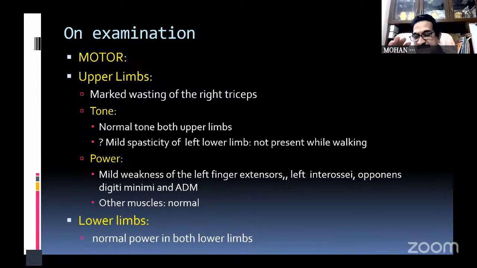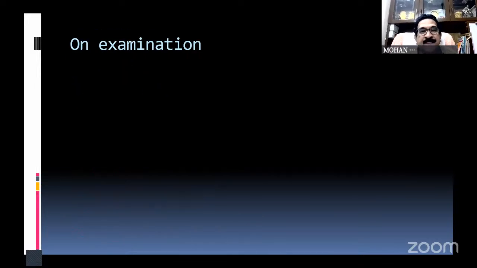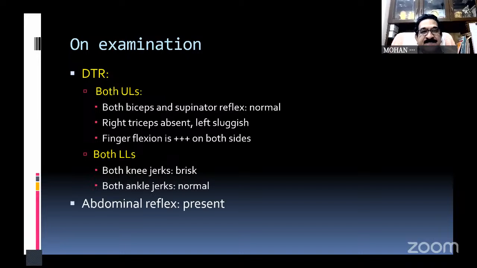So it is perfectly right. Right triceps is weak on the right upper limb. On the left side there is a mild weakness on these two muscles only. I did not type that thing. I forgot to type it.